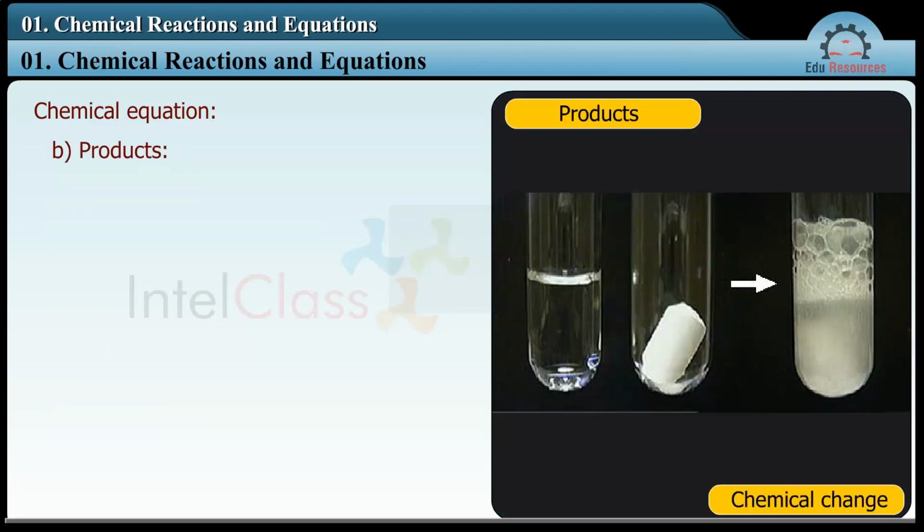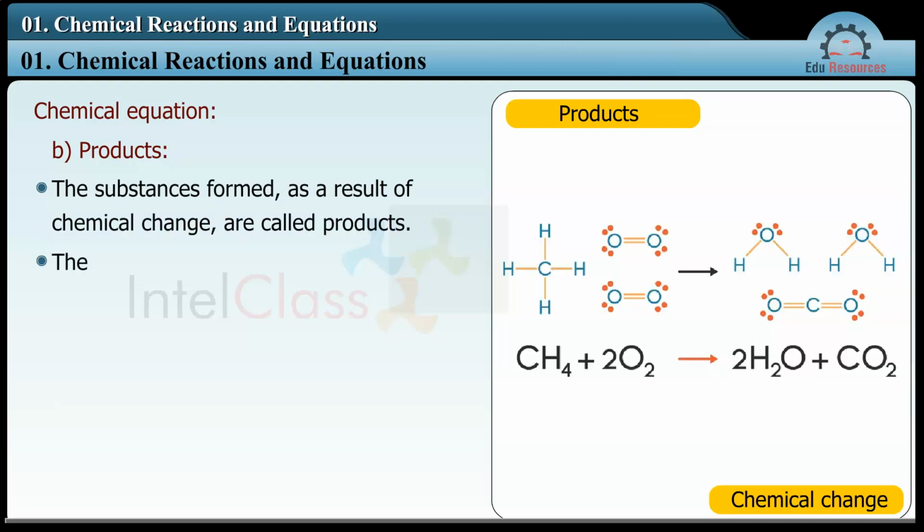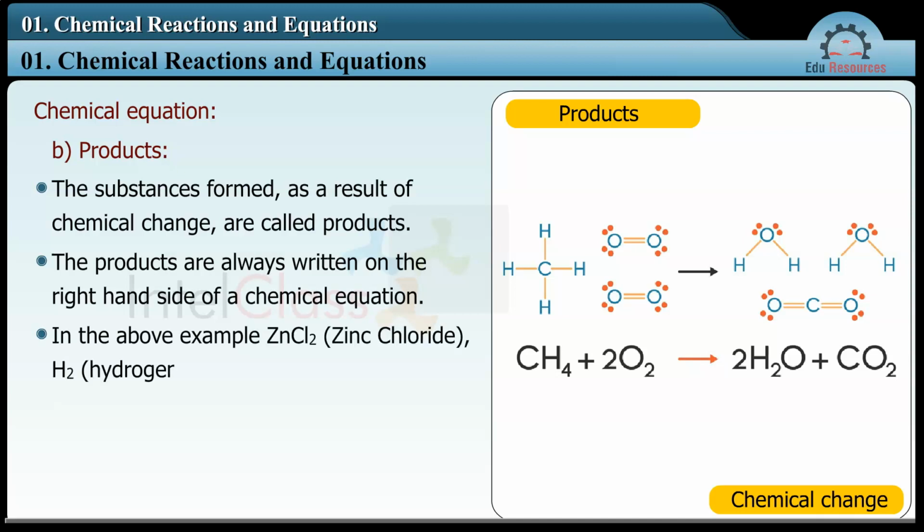B. Products. The substances formed as a result of chemical change are called products. The products are always written on the right hand side of a chemical equation. In the above example, ZnCl2 zinc chloride and H2 hydrogen are the products.